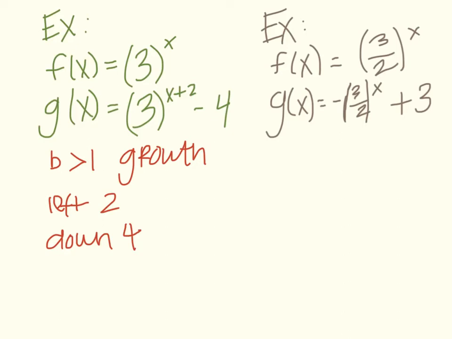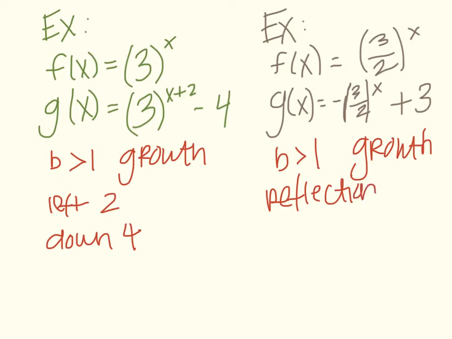If I look at this next one, I have f of x is equal to 3 halves to the x, and then I have g of x is equal to a negative 3 halves to the x plus 3. First, I need to tell whether it's a growth or a decay. At first, you may look and see a fraction and think automatically, oh, this is a decay, but be careful, because 3 divided by 2 is going to be 1.5. So b is still greater than 1, so it is a growth. If you look, you have a negative out front, so you're going to have a reflection over the x-axis. And then plus 3 is going to tell us we're going to go up 3.